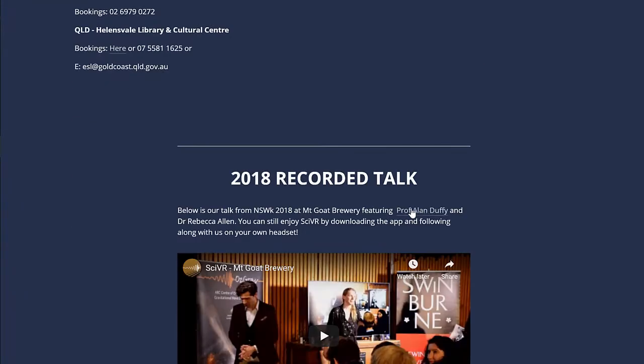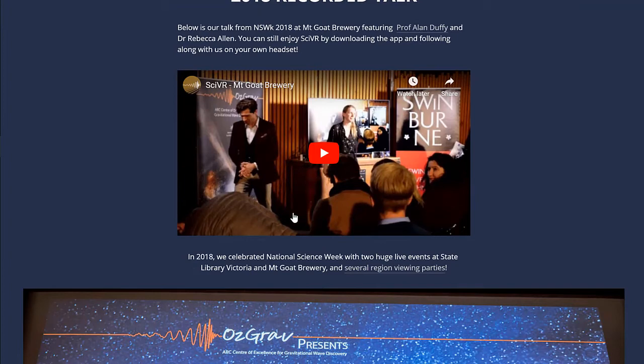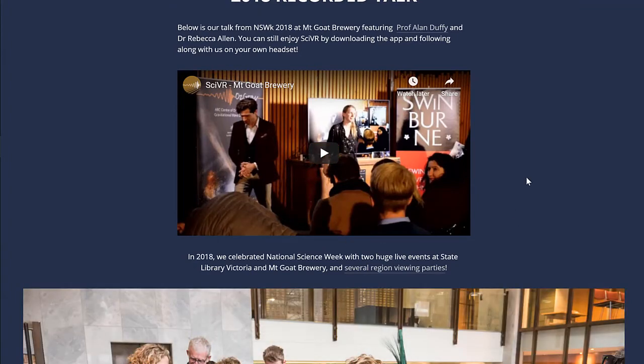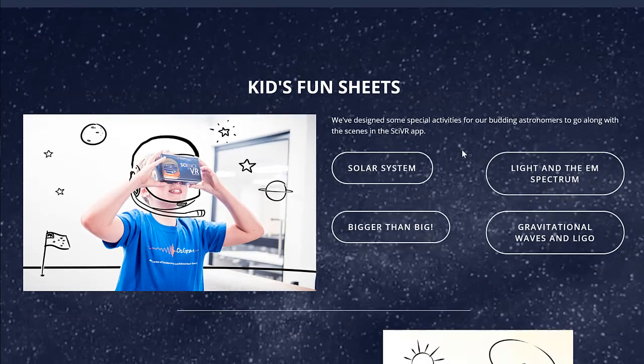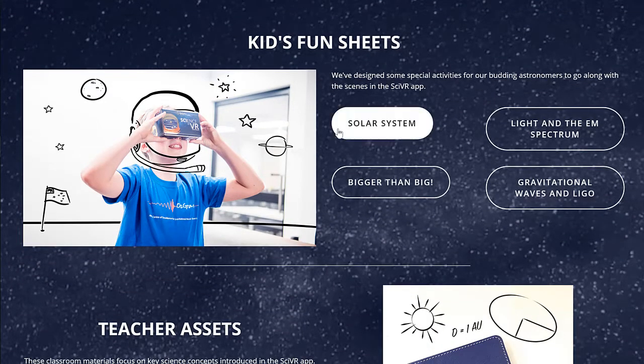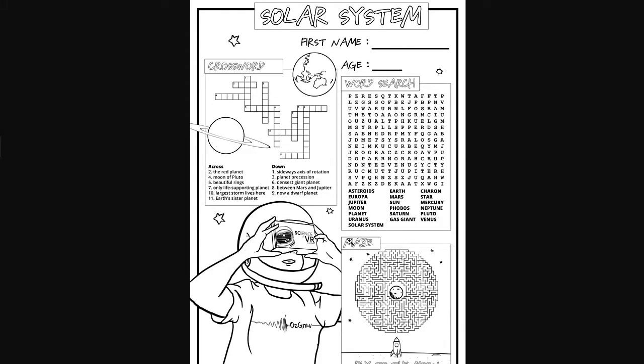You may need to scroll down a little bit, past some information about our events. But while we're scrolling down, you may make note of a previously recorded talk where you can hear a little bit more about the solar system and the other scenes from some of our science communicators. And if we continue to scroll down, you'll see that we get to some kids' fun sheets. Here for the solar system, you can pick one, and you can download this fun sheet. It has a word search, a crossword with answers that you could hopefully get from exploring the solar system in the SciVR app, an area in which you can color, as well as a maze.